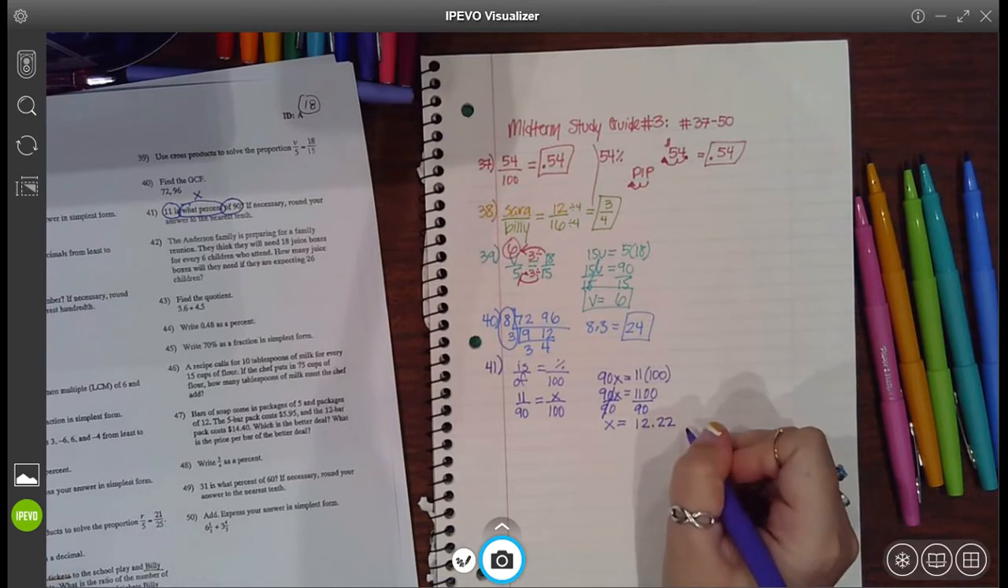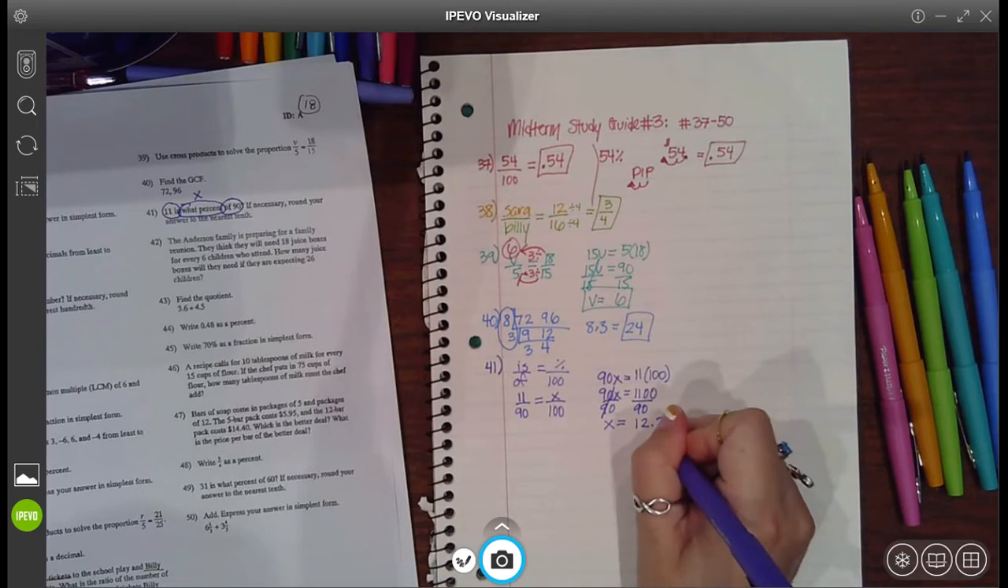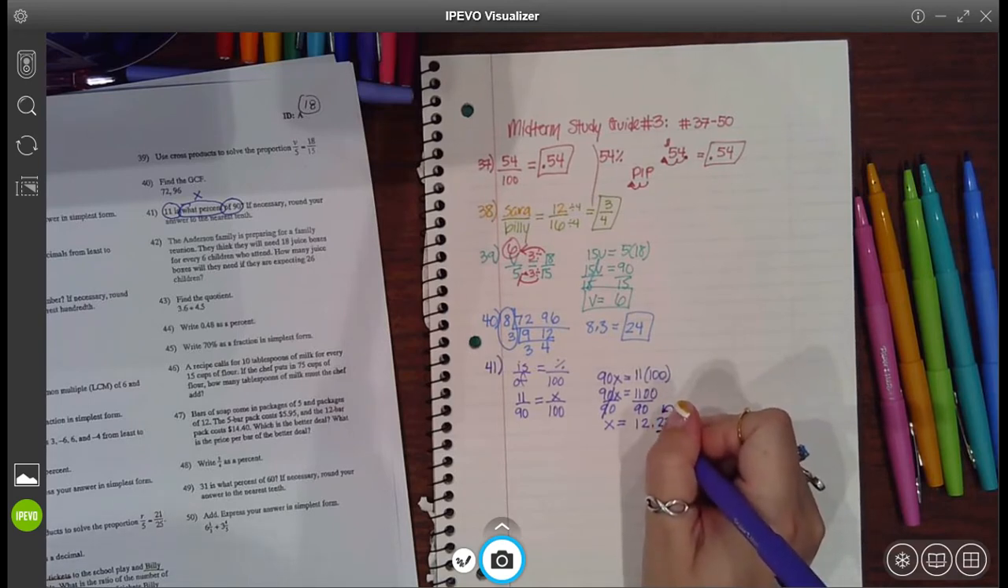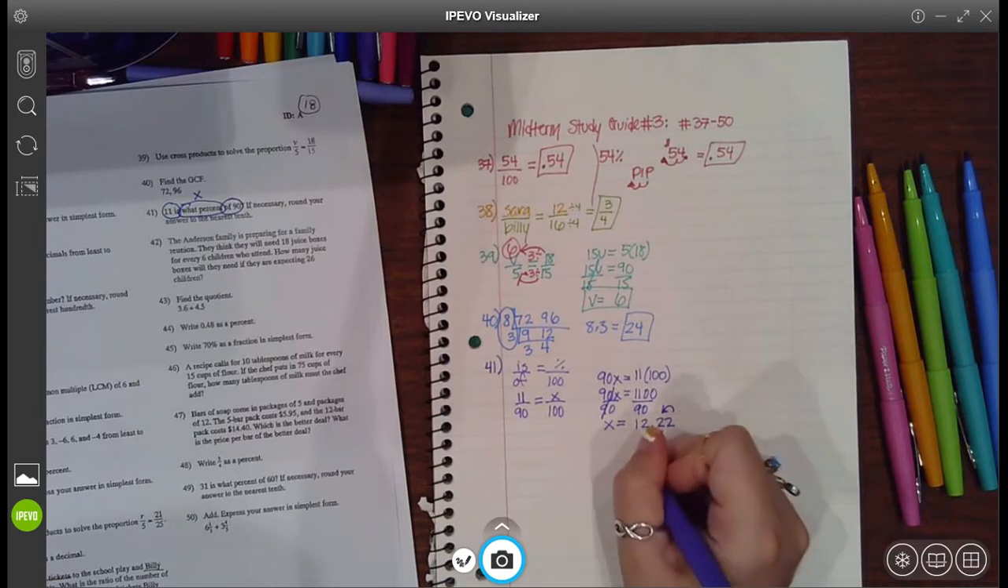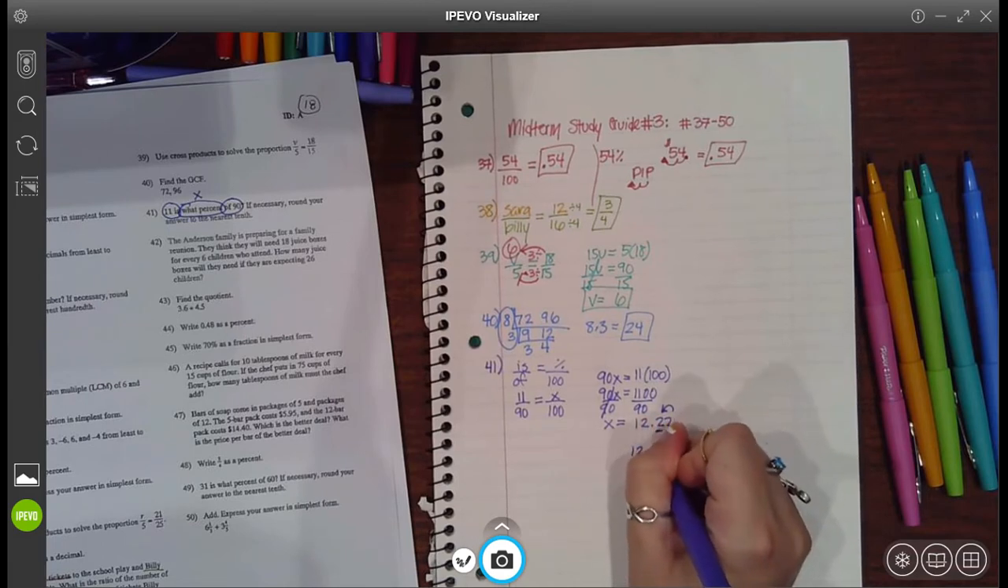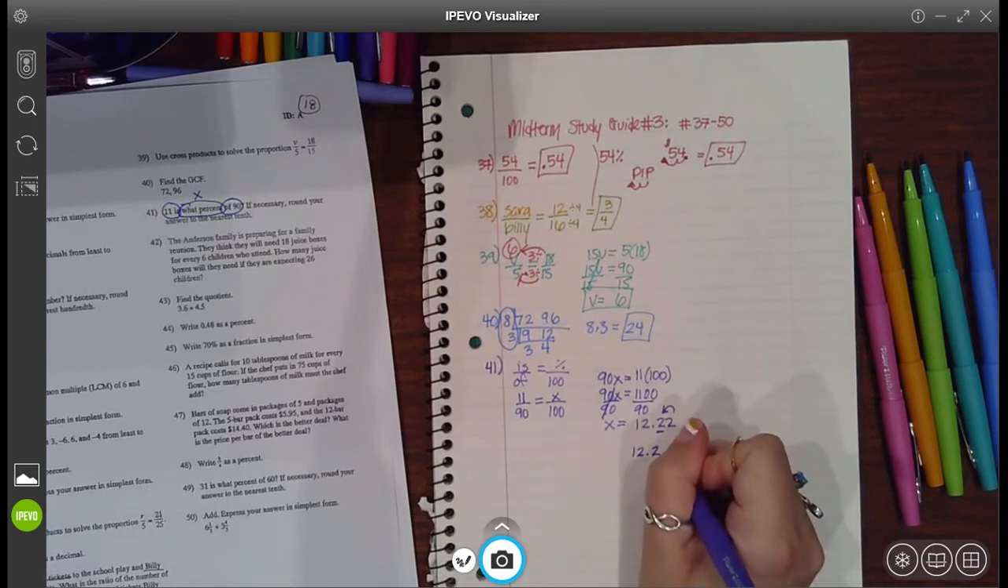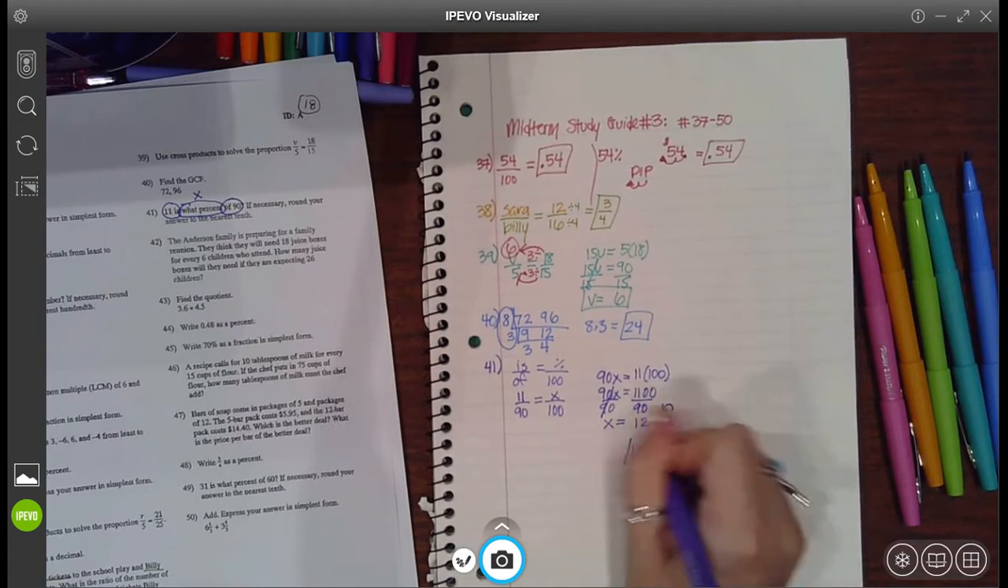12.22 and whatever. Okay, it said round to the nearest tenth if necessary. So I only needed to go out one number further than the tenths place. And this 2 tells this 2 to remain exactly what it is. So my answer is 12.2. Remember, if the number behind the one you're focusing on is 5 or above, this would go up by 1. If the number behind it is 4 or below, this would stay whatever it is. And my unknown that I was solving for was the percent. So I need my unit of percent.